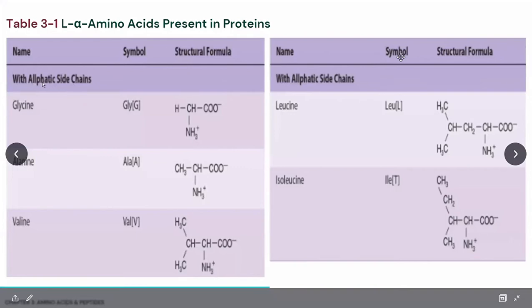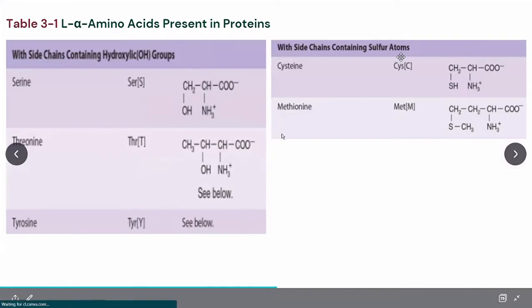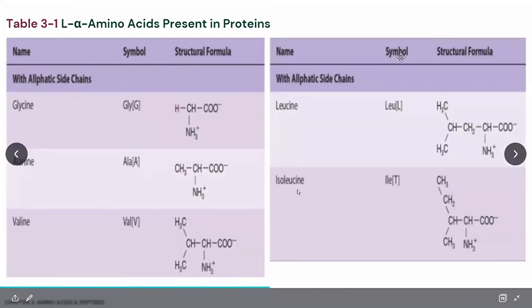the first group, aliphatic side chain. So it does not have a side chain here. What you have here is just hydrogen. Now this one, you have a methyl group. Now this one, valine, has this. So this belongs to aliphatic side chain. Alanine, valine, leucine, and isoleucine. All aliphatic.